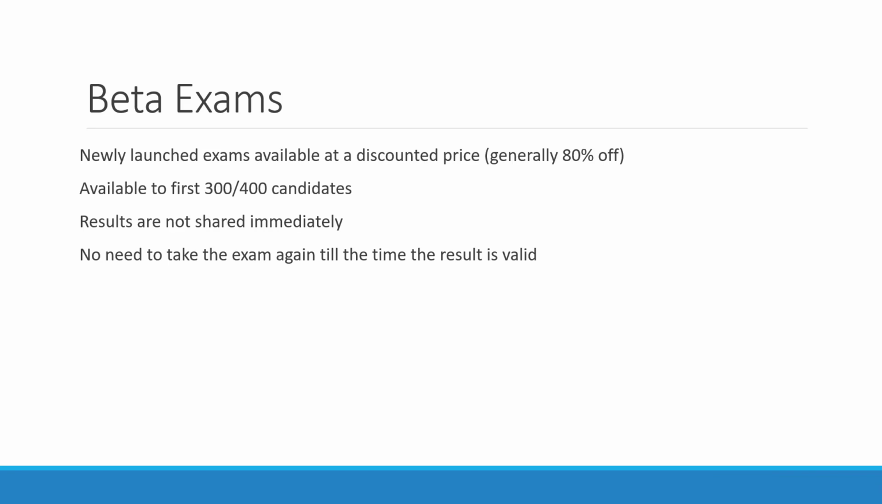Whenever Microsoft launches a new exam, they launch it as a beta exam, which is generally available at a discounted price. It is available to the first 300-400 candidates. The point to be noted here is that results are not shared immediately for the beta exams, and it generally takes 4 to 6 weeks to get the results. Once you clear the exam, there is no need to take the exam again till the time the result is valid. Generally, the expiry date is similar to the actual exam.